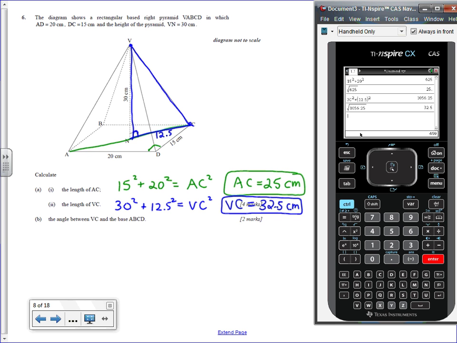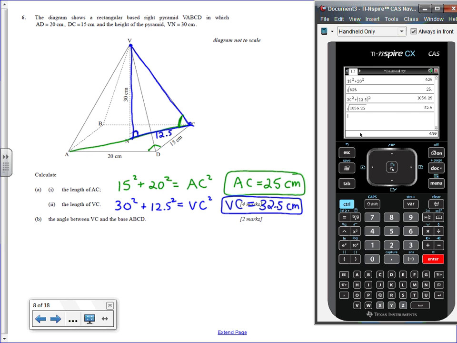And then the second part is asking us to use some trig. We're going to find an angle between VC and the base. So the angle that's between VC and the base is going to be that angle right there. Now we can use the 30 that we just used and the 12.5 if we want to find that angle in the right triangle VNC.